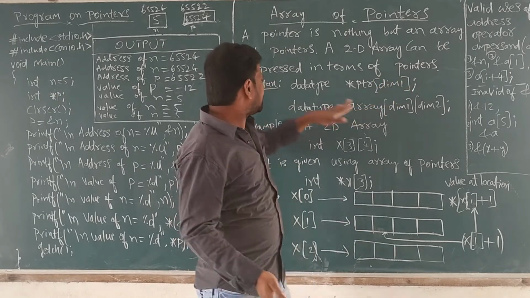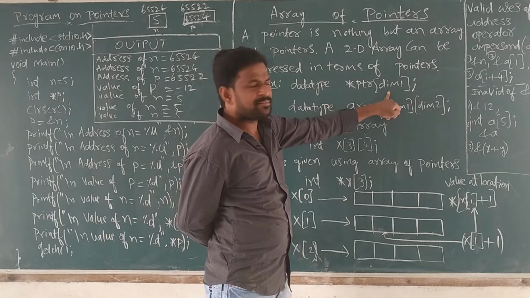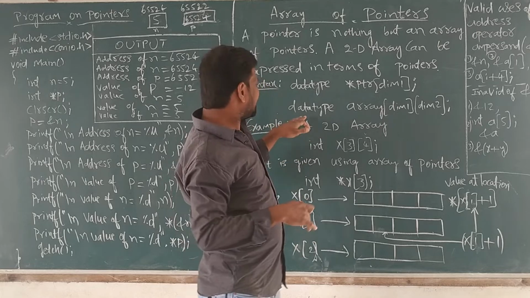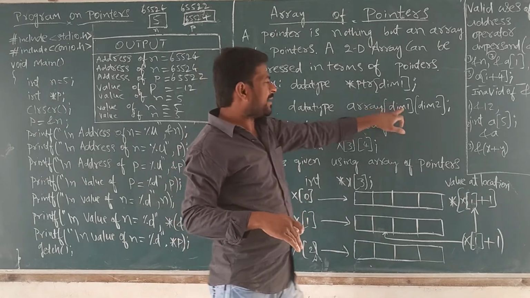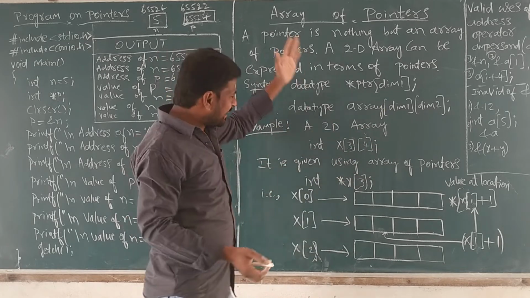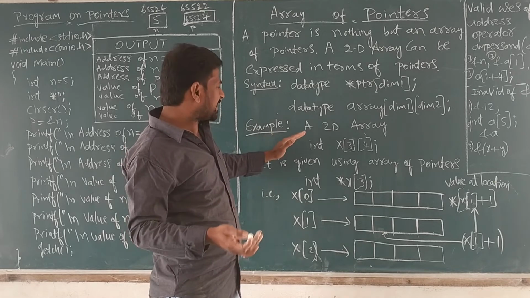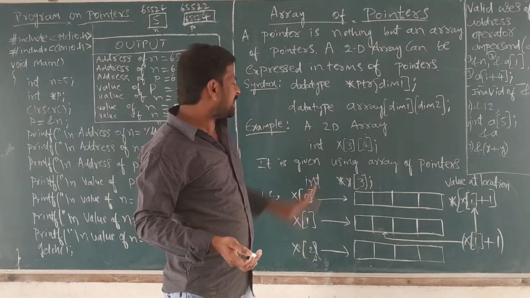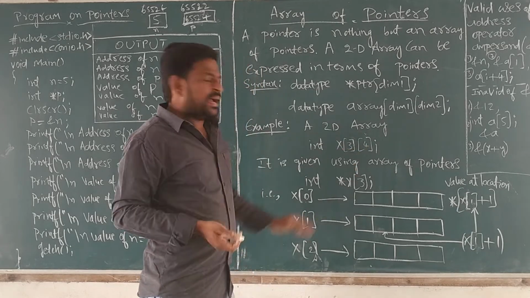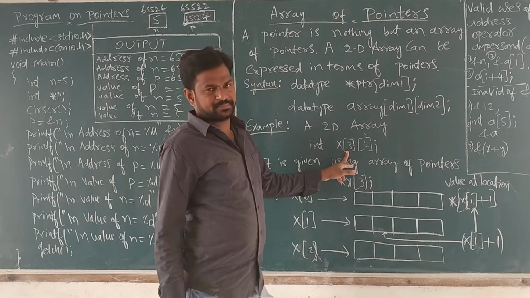It means data type, star, pointer, dimension 1. A two-dimensional array has the syntax data type, array, dimension 1 and dimension 2. As we know the array concept, the only thing we need to know here is the example. For a two-dimensional array, integer x of 3, 4 represents the values of these rows initially.